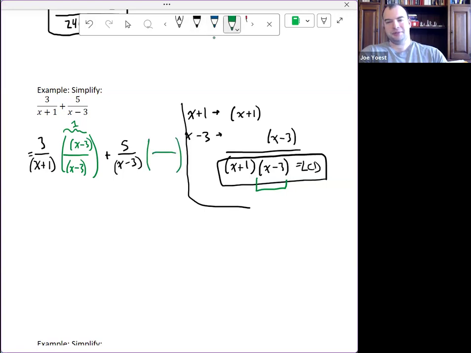And then I want to multiply by something so that my denominator turns out to be the LCD, the lowest common denominator. Well, I have an x minus 3 already. I need to pick up an x plus 1. So I'll multiply by x plus 1. This should give me a denominator that's the LCD, but again, I have x plus 1 that I multiply by in the bottom. I better multiply by it on the top as well.